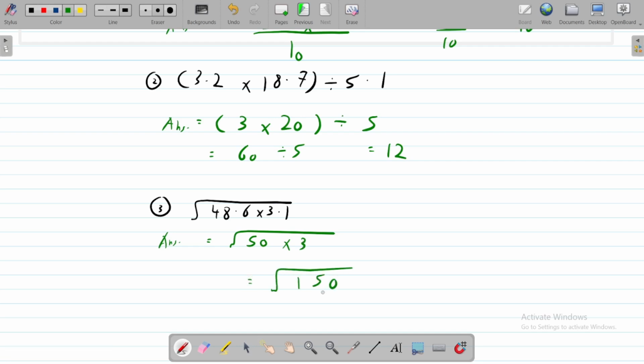But sir, we don't get a whole number if we take the square root of 150. Yeah, but we're not going to take 150 as the answer. Suppose, what's 13 squared? It's 169. What's 12 squared? It's 144. So the closest that we have is 12. So that will be our estimated answer. That's what I'm referring to again and again. It's the estimated answer, not the exact answer.